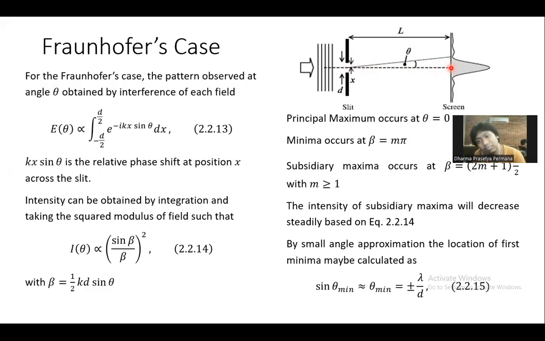Can I add something to your explanation? Yeah, please. As you can see from equation 2.2.14, I theta is proportional to sine beta over beta squared. If you remember from calculus classes, the limit as beta goes to 0 of sine beta over beta is equal to 1. So it is essentially what is happening on the screen. We don't exactly know what happens when theta is exactly equal to 0, but as far as we are concerned, it is good to say that the intensity is maximum at theta equals 0.